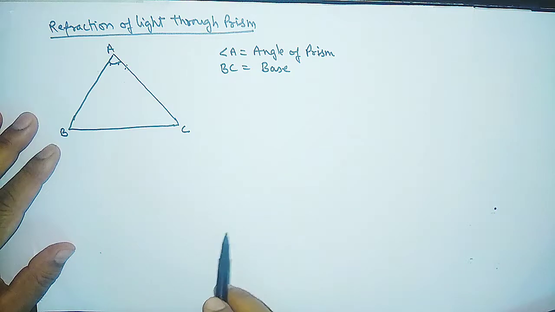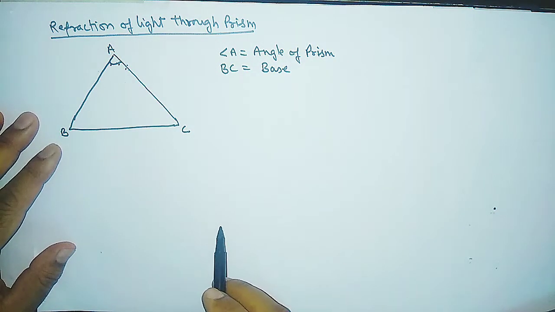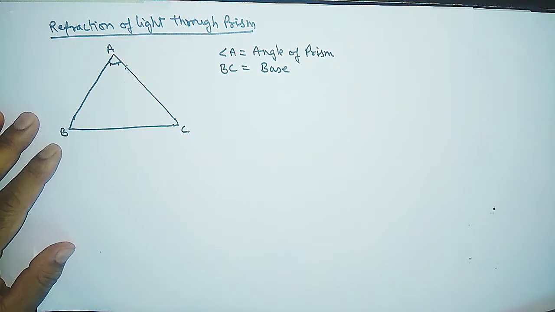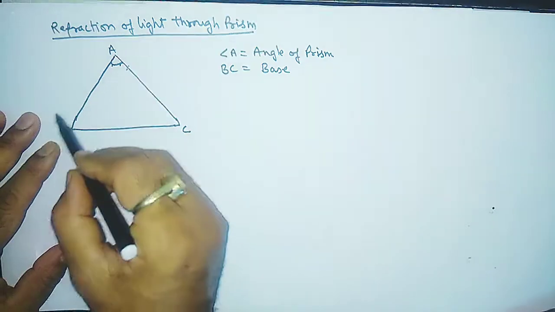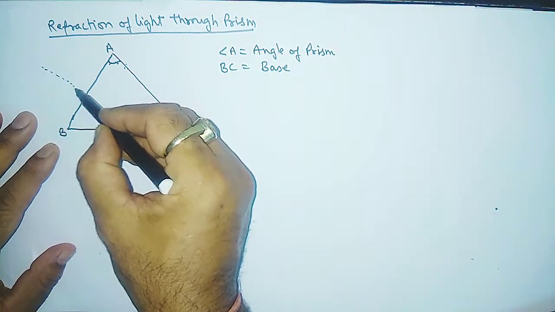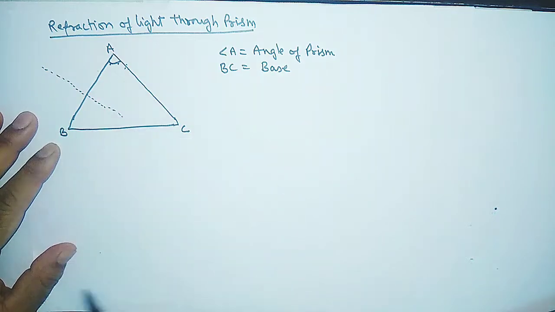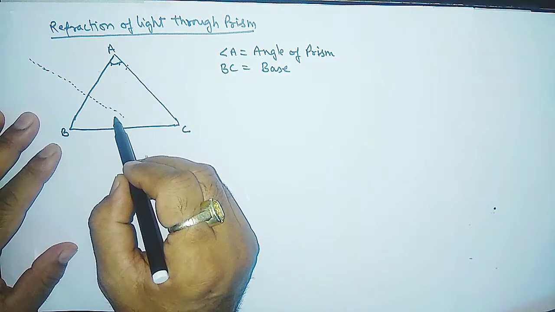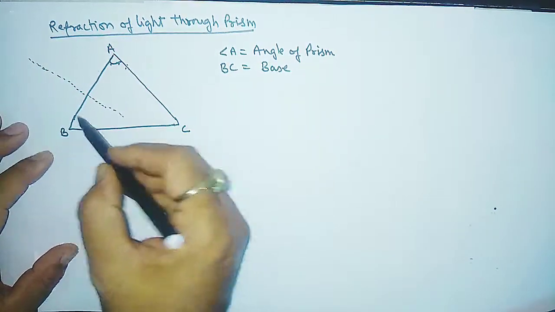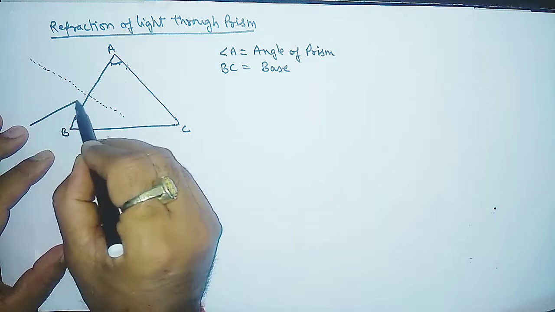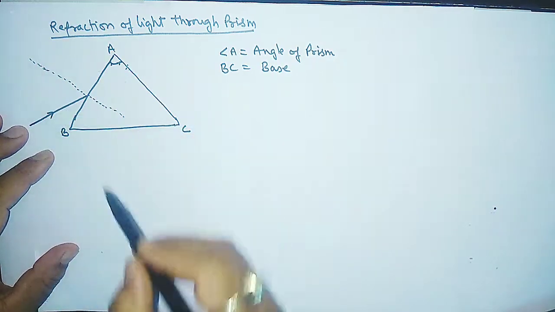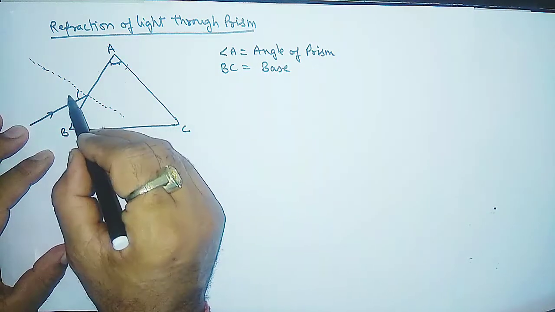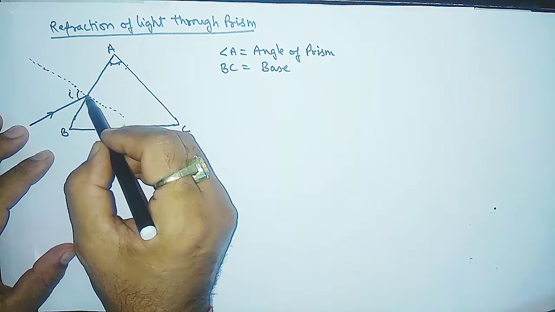Now today we'll discuss how refraction takes place through a glass prism. It's very easy to understand. Just draw a perpendicular line to the base. Treat this line as a normal on this surface AB. Suppose a white light is incident at any angle on this surface. The angle is I from the normal.